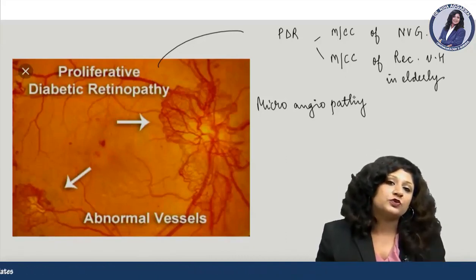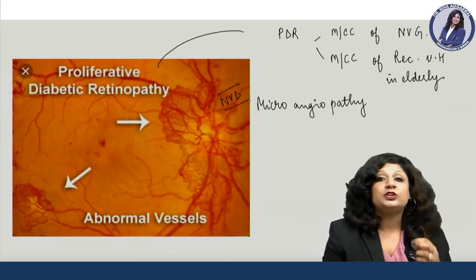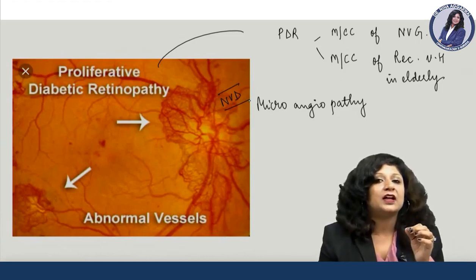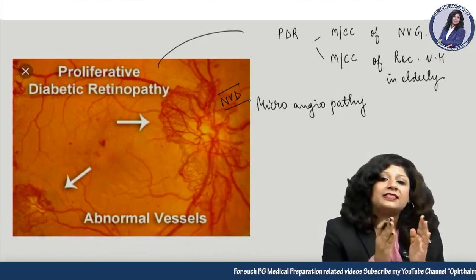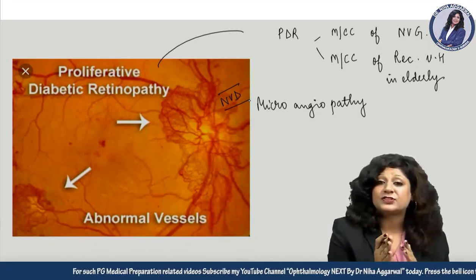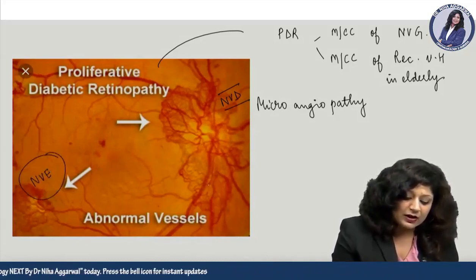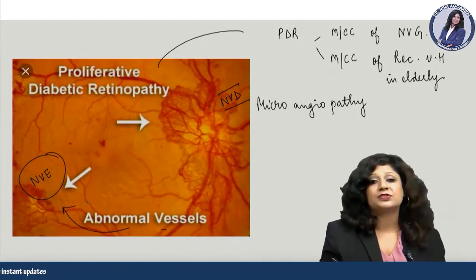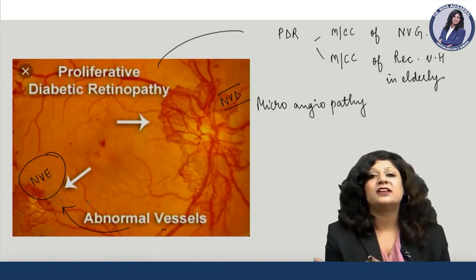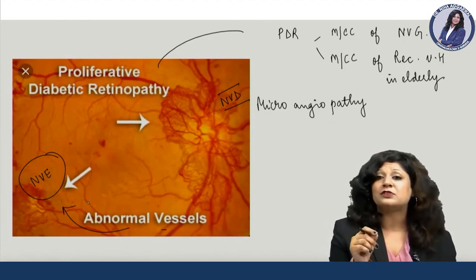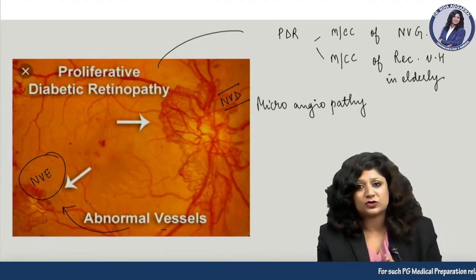Now, what kind of neovascularization are you having? We have NVD, that is neovascularization at the optic disc, and then we also have neovascularization elsewhere. This is called NVE. This is found along the major blood vessel. Can you see? Now, this is the main difference between NVE and IRMA. IRMA was not found in the major blood vessels. It was found in the small branches coming from the major blood vessels.